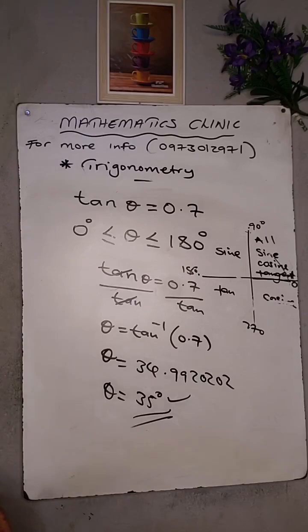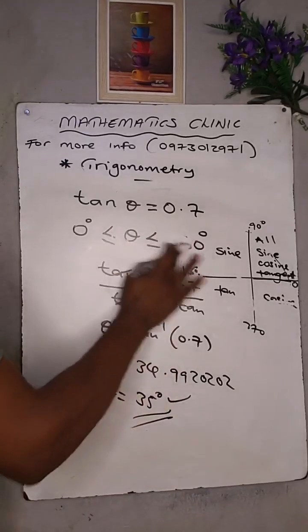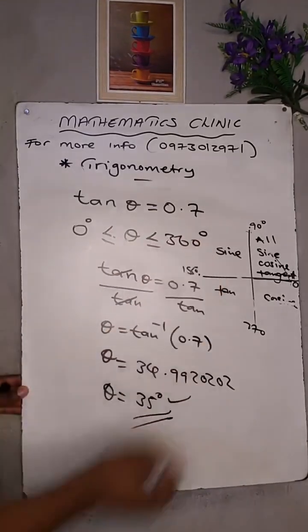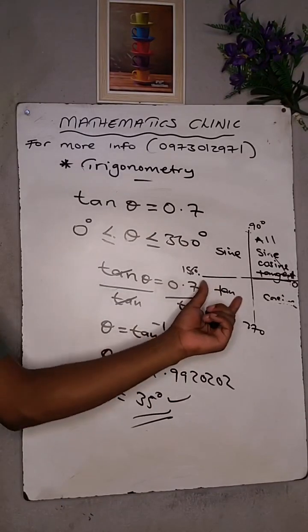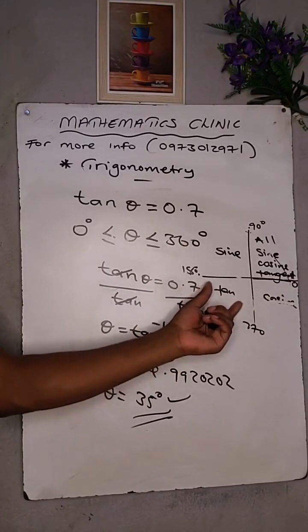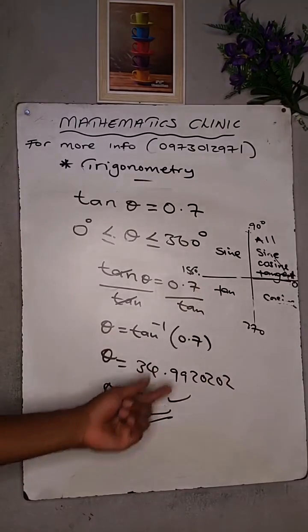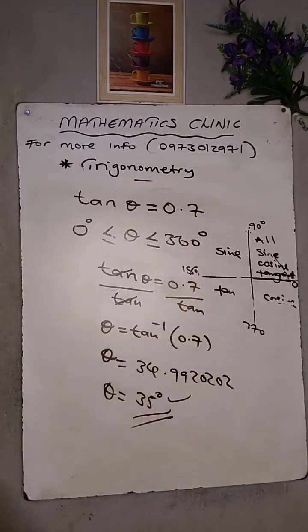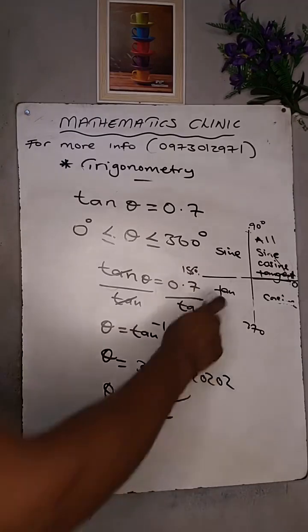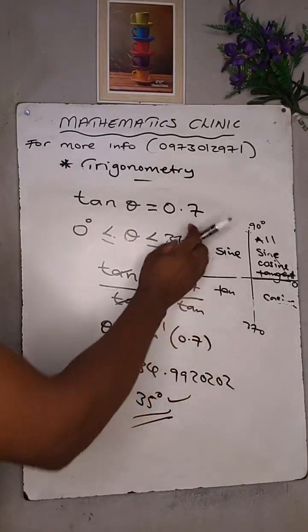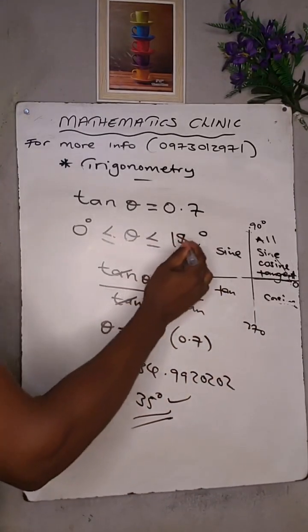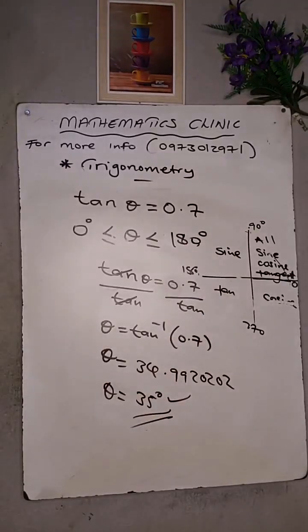But in a case where they say maybe it's greater than 360, then we can even include this, because now we can just subtract, 360 minus 35, whatever we find, it is in that quadrant. So it's not applicable in this quadrant according to the range that we are given. So our answer is 35.